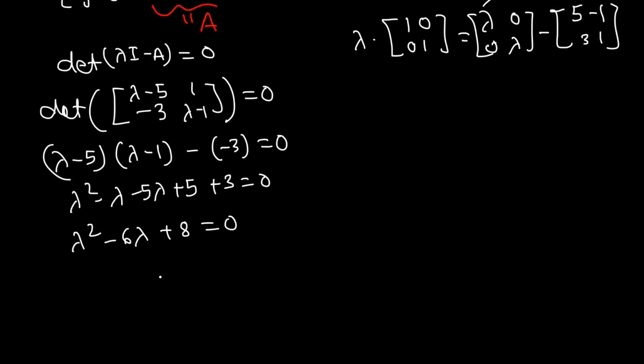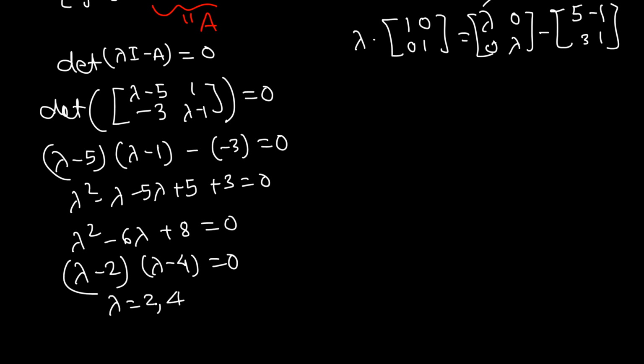Now factor this. If it is not 0, we have to bring everything to the left in order to solve for lambda. Factor this polynomial: 4 times 2 is 8, 4 and 2 makes 6, so lambda minus 2, lambda minus 4 equals 0, so lambda equals 2 and 4.